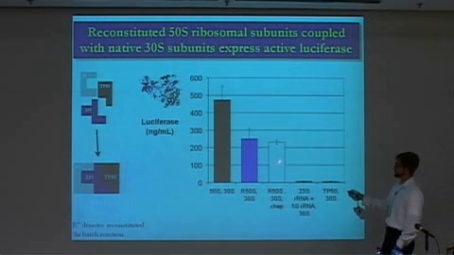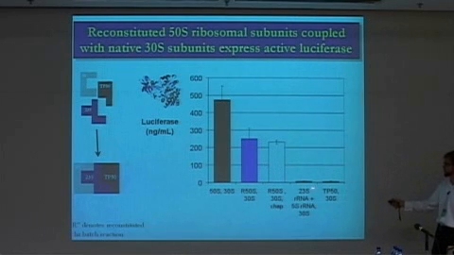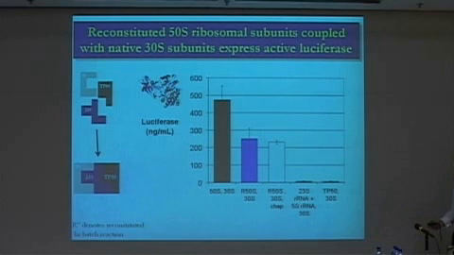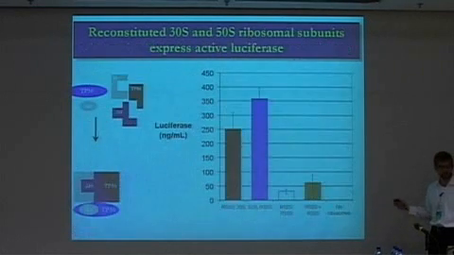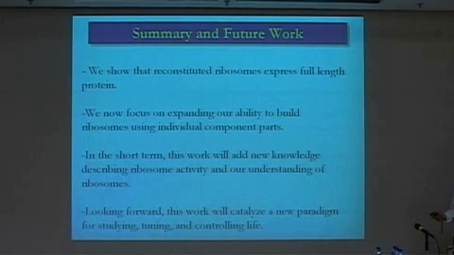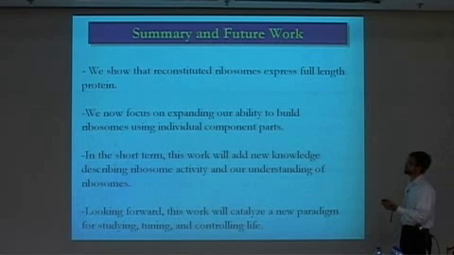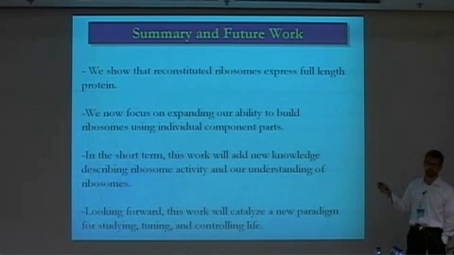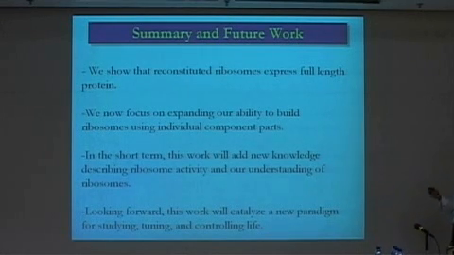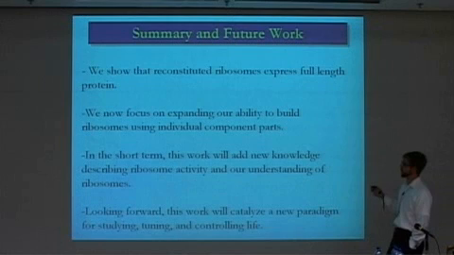We've added chaperones and see that that doesn't necessarily help, and these are simply 2 negative controls where you're only reconstituting either the RNA or the protein. We've gone on to show this both with the 30S as well as with the 70S subunits together. In general, what we've been able to confirm is that reconstituted ribosomes can express full-length protein. What I haven't shown you is we've also been able to change the reconstitution protocols so that we can do this under physiological conditions, and are now beginning to focus on expanding our ability to build ribosomes using individual component parts.